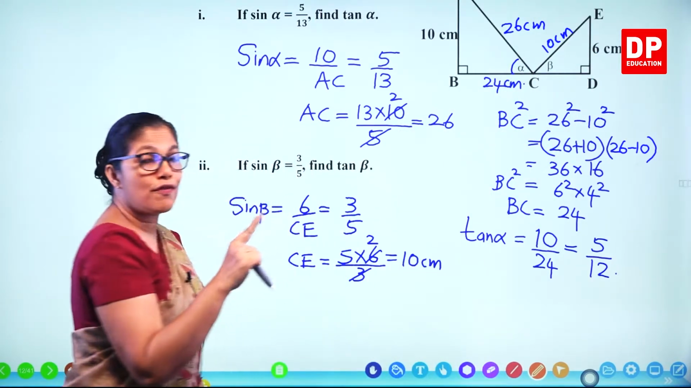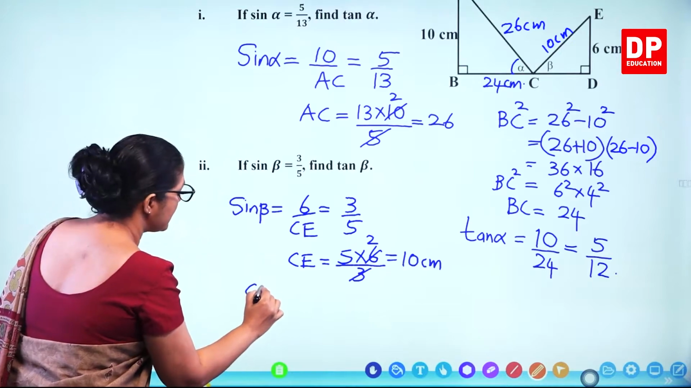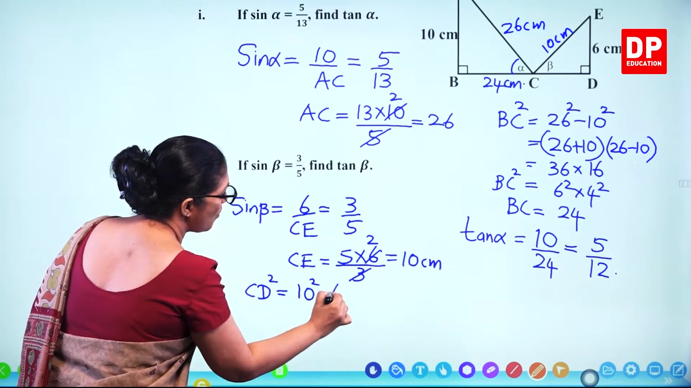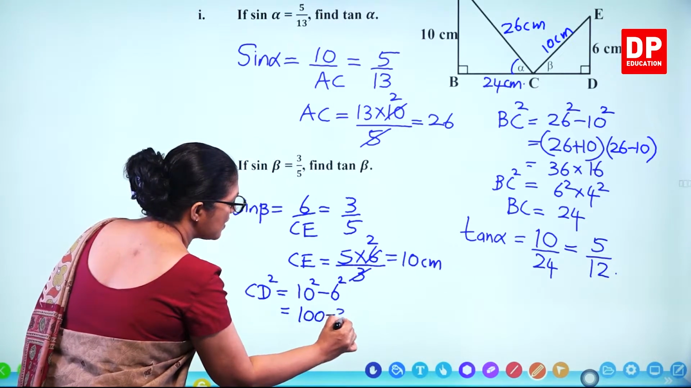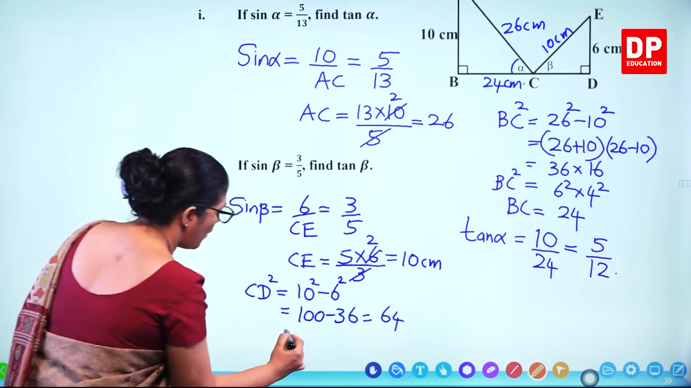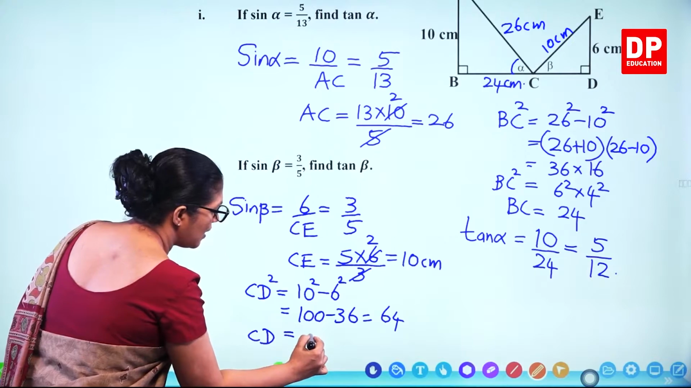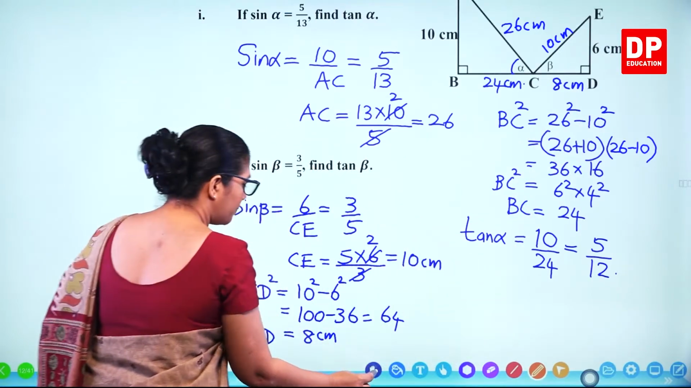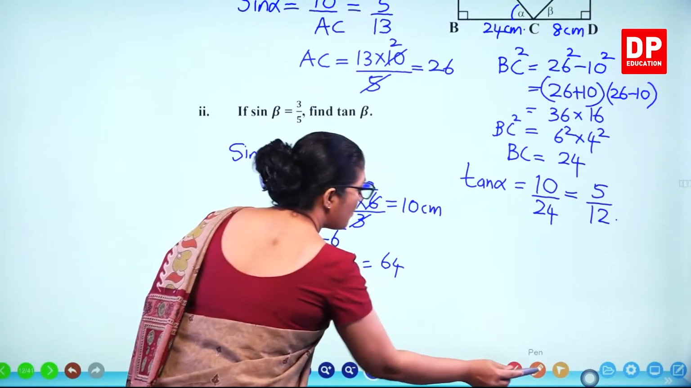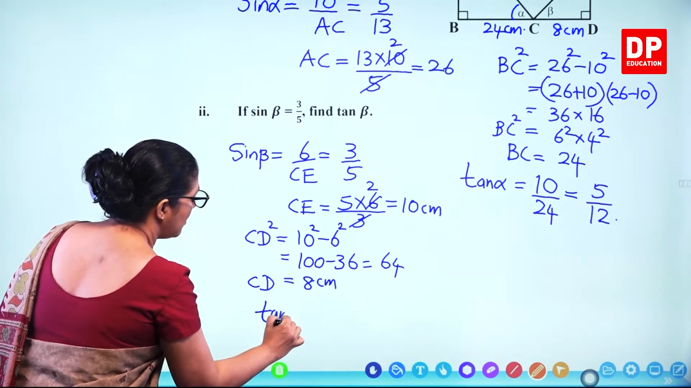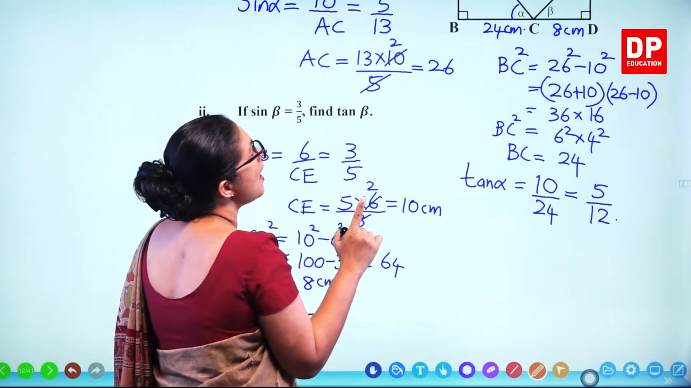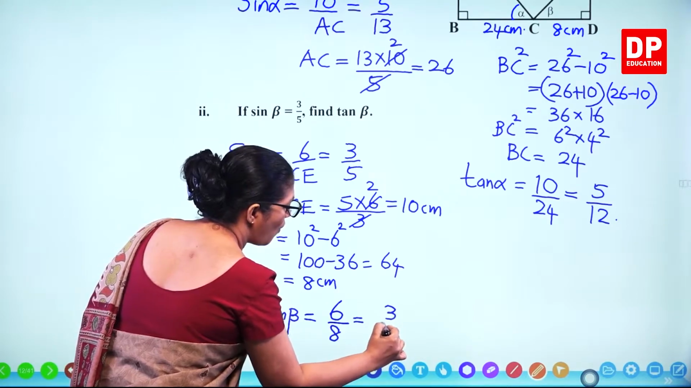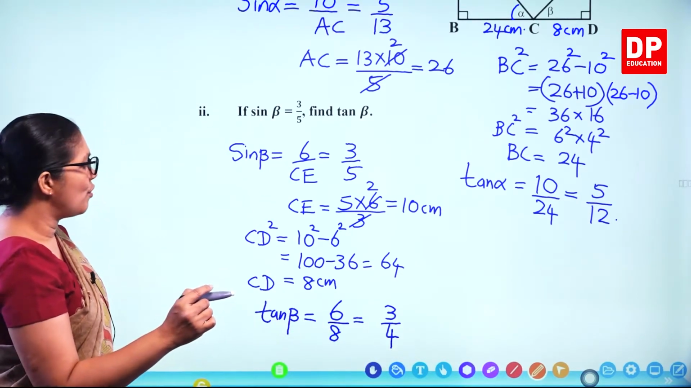If this is 10, you have to find the CD length. How do you find CD length? CD squared is equal to 10 squared minus 6 squared. That's 100 minus 36. You get 64. When you take the square root, you get 8. So this is 8 centimeters. So what's the ratio? Now tan beta: opposite is 6, adjacent is 8. So 6 over 8, divide by 2, you get 3 over 4.